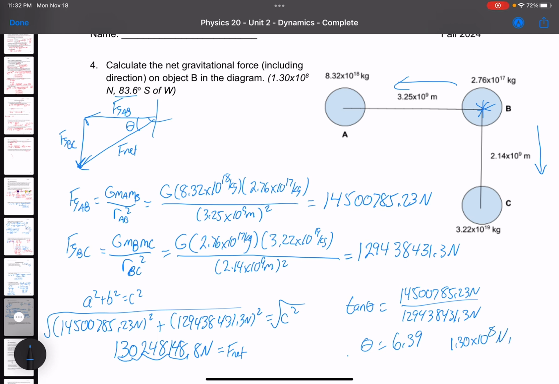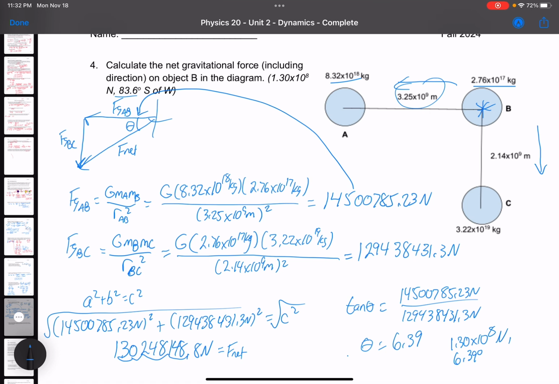And then I have 6.39 degrees. Now, let's just double check my vector diagram and see what's up. I did the force of gravity of AB, and then I drew BC, and then I found F net. I just want to make sure that I have the right masses and everything in. So for A, I have 8.32, good, 2.76, and I use the right distance. So this number would go here.